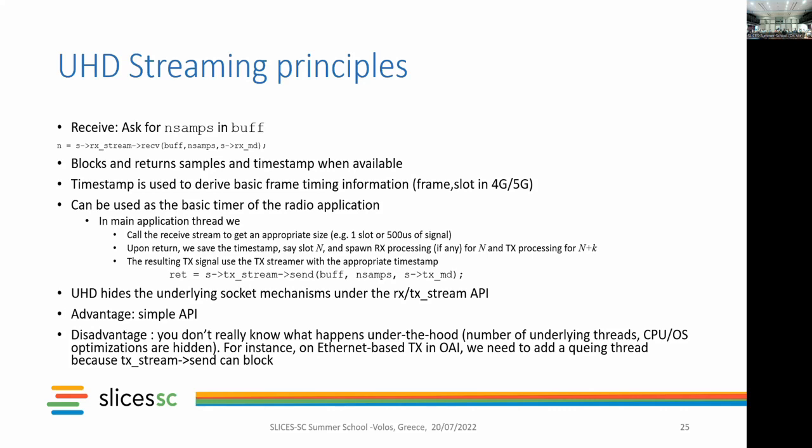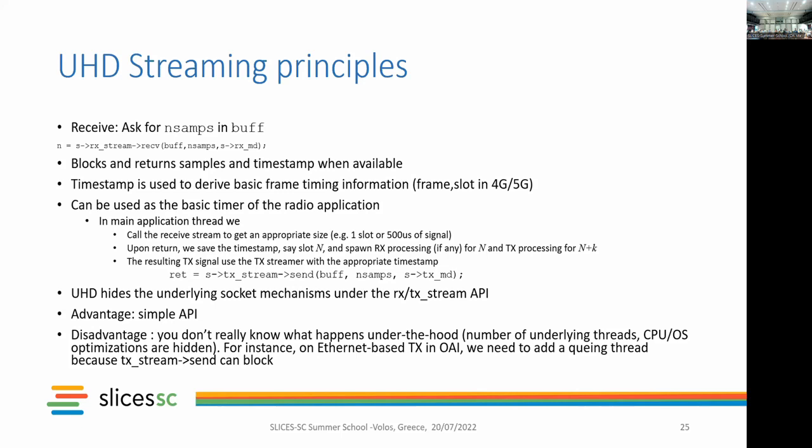Now that timestamp is very important because it's used to derive basic frame timing information. And it is one very big difference with respect to something like O-RAN. O-RAN does not work like that. I'll get into that very quickly again. But this timing information that you get from UHD allows you to say this piece of signal occurred in this frame and slot. Therefore, you can translate that timestamp into system time. And it can actually be used as the basic timing of the radio application itself. And that's typically what happens. I think if you were to look inside of srsRAN, it would be very similar in that respect. Mavenir too, in fact, it is quite similar.